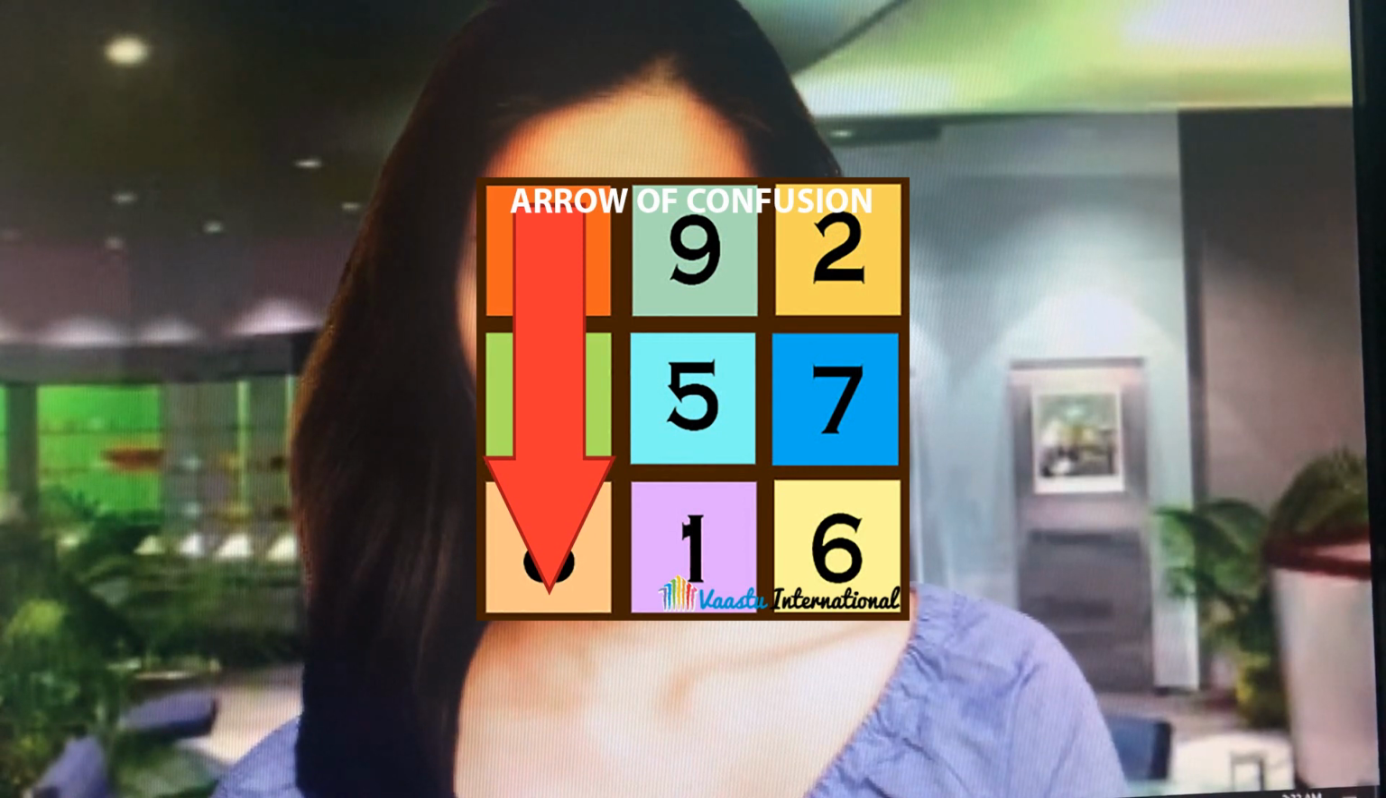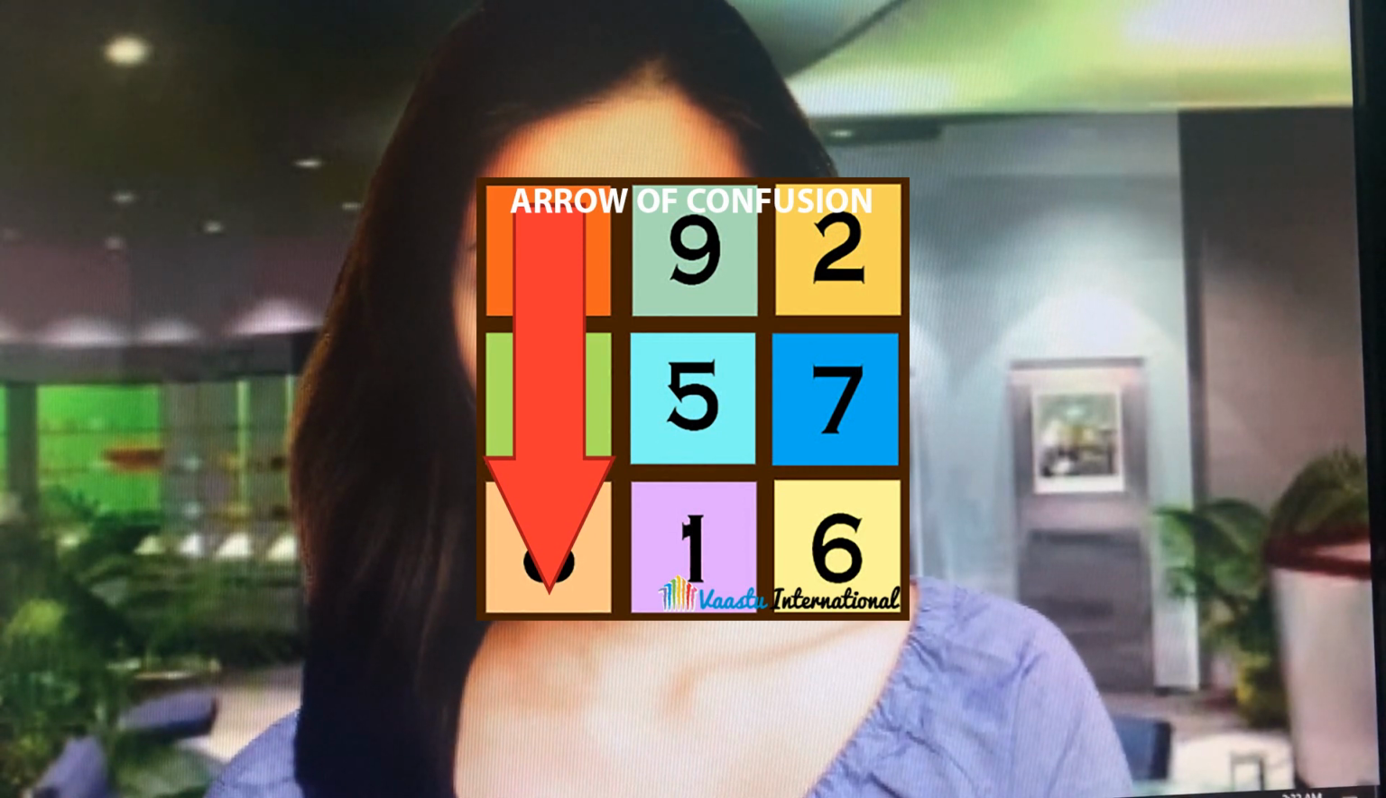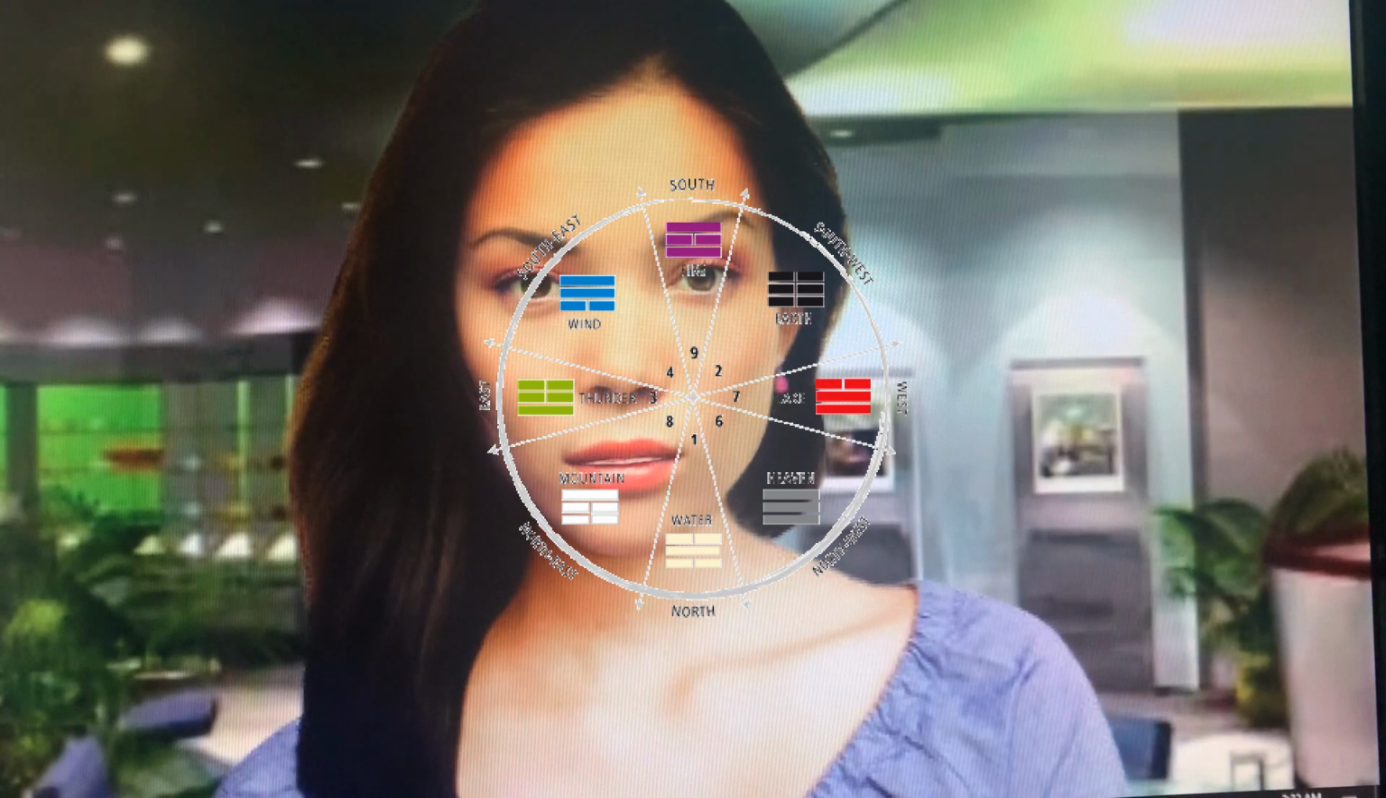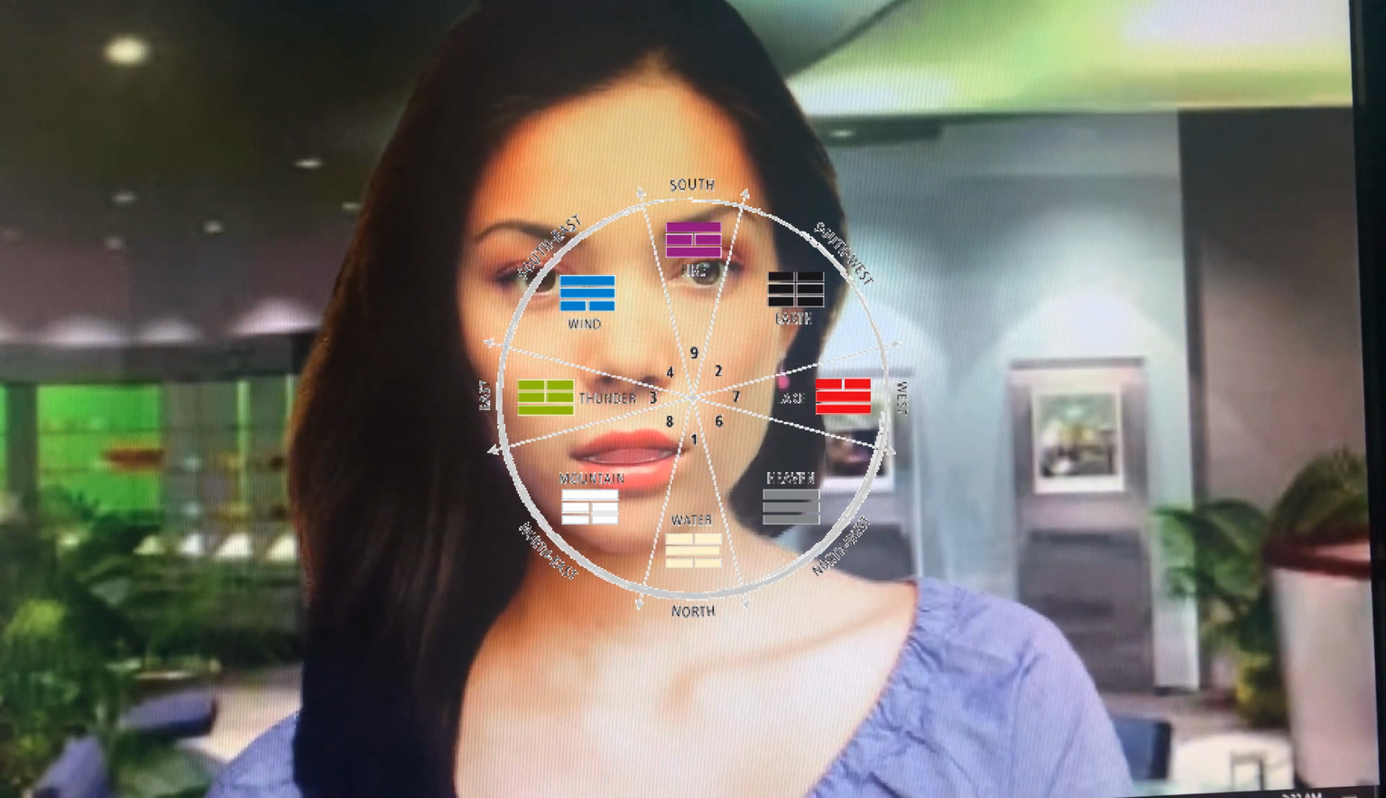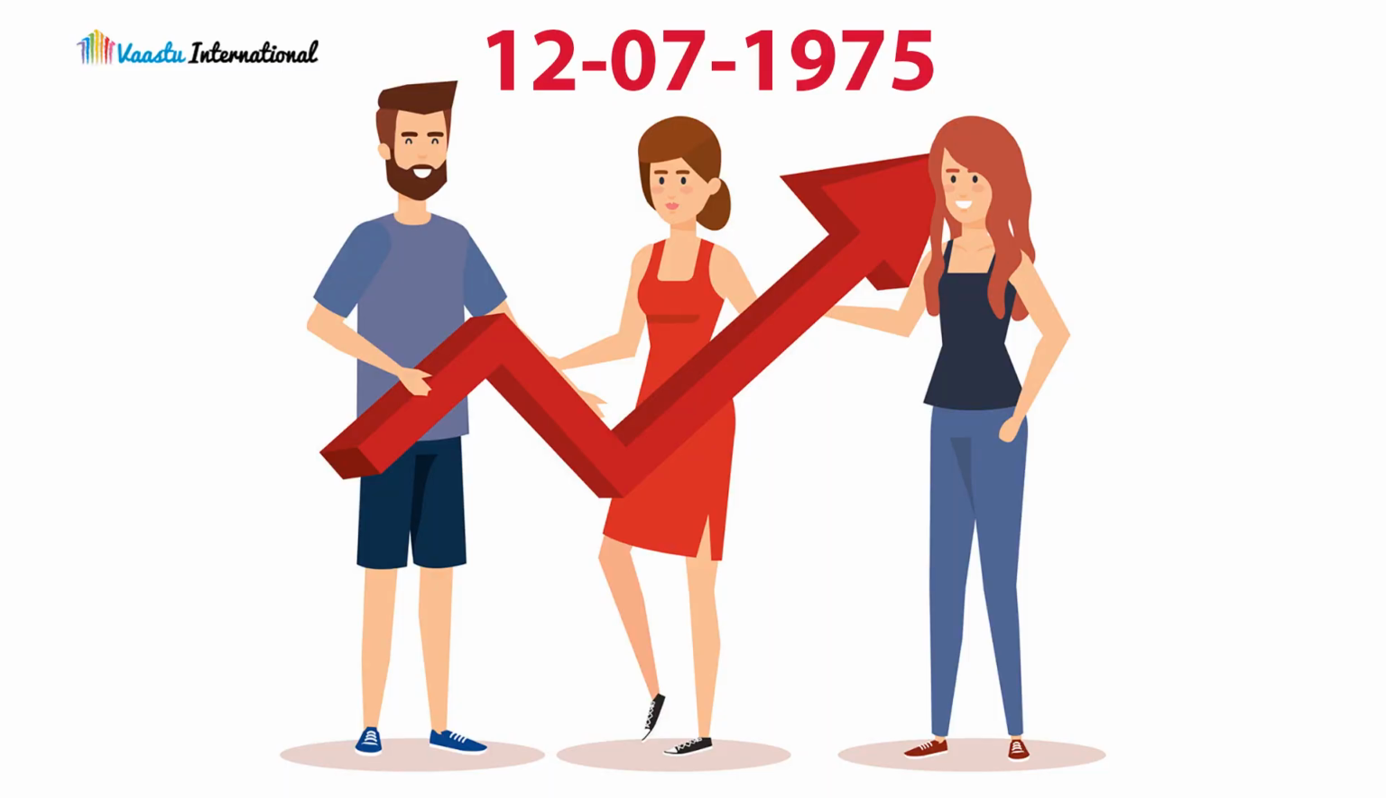The arrow of confusion. This arrow is caused by a lack of the numbers 8, 3 and 4 in the chart. It occupies the left-hand vertical column. People with this arrow are not logical, methodical, or organized. They live from day to day, seldom making long-term plans. When they do, they usually sabotage the plans before they bear fruit. Someone born the 12th of July, 1975, in the lunar calendar has the arrow of confusion.